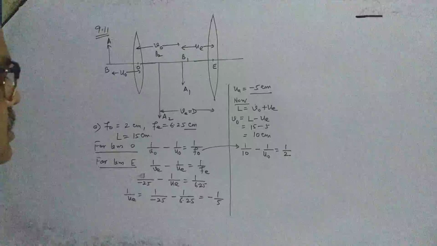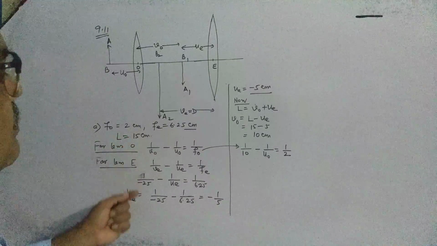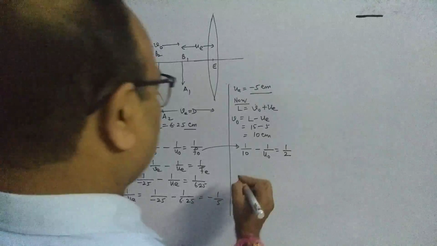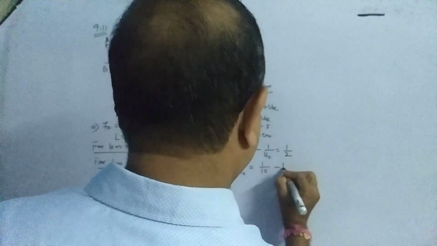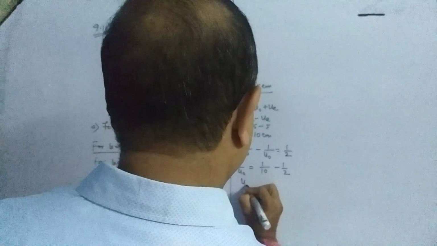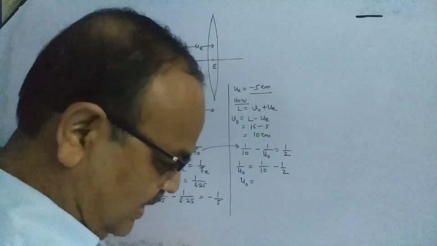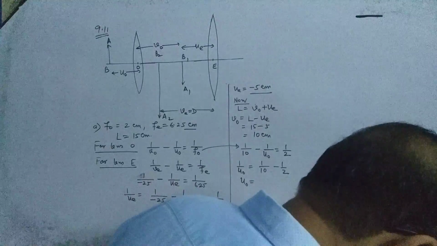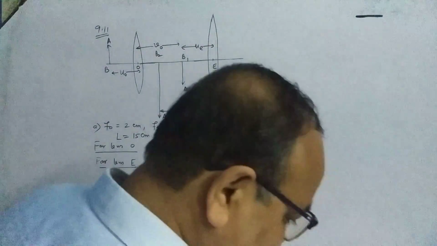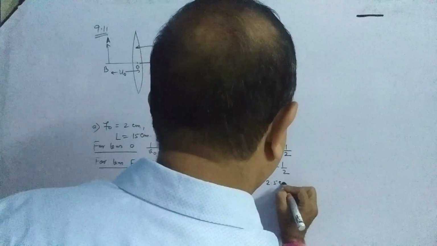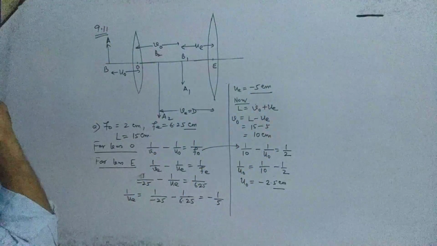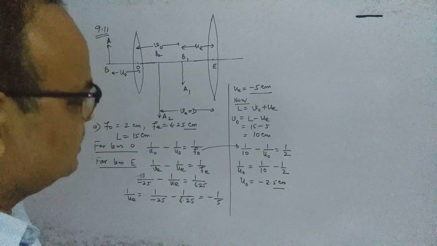1 by VO is this, so 1 by UO is equal to 1 by 10 minus 1 by 2. So you can find out the value of UO. I have calculated the value of UO and it comes out to be equal to minus 2.5 centimeter. That means on this side. So we have found out the distance.